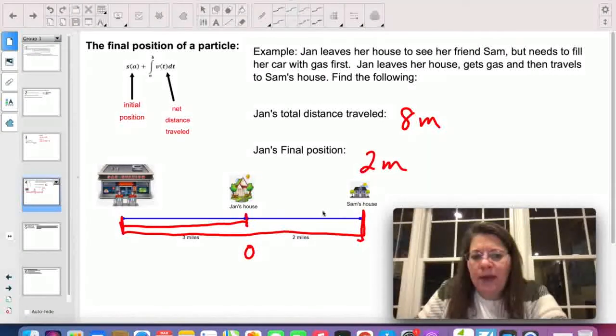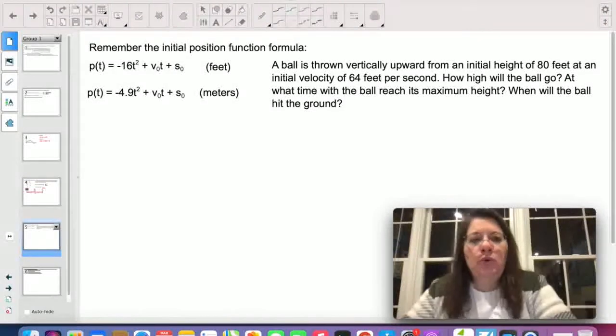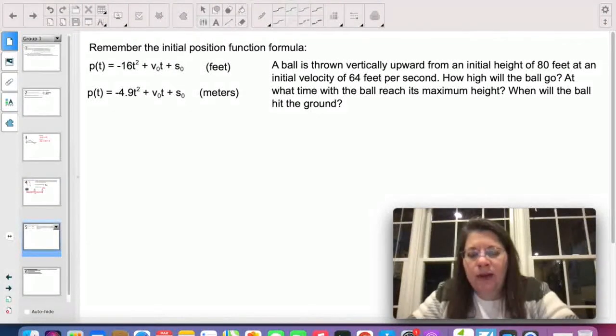We get that final position by just taking the difference of the distances from where she started to where she ended up. And if you think about that, that makes sense. If this is her net distance, plus her starting point would give us where she ends up at the end of the problem. So this brings us to position, velocity, and acceleration.